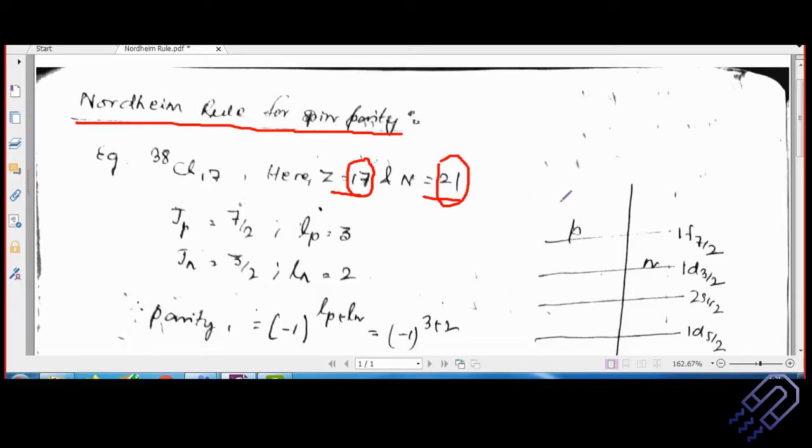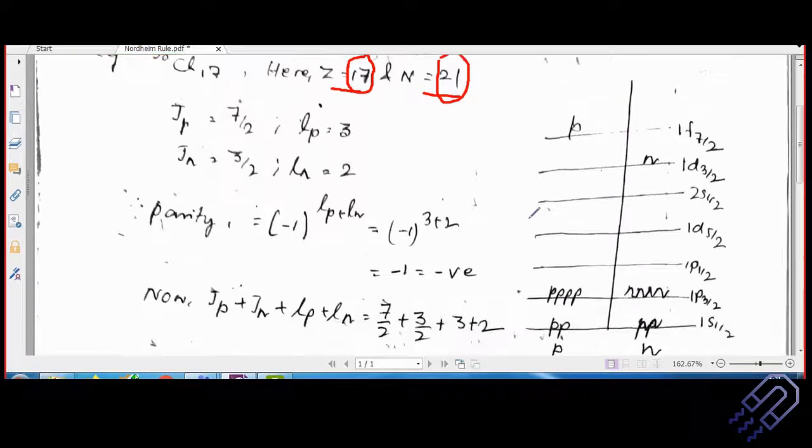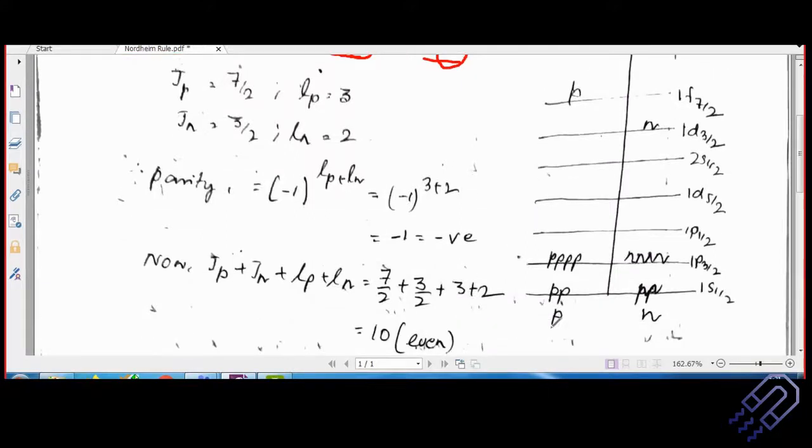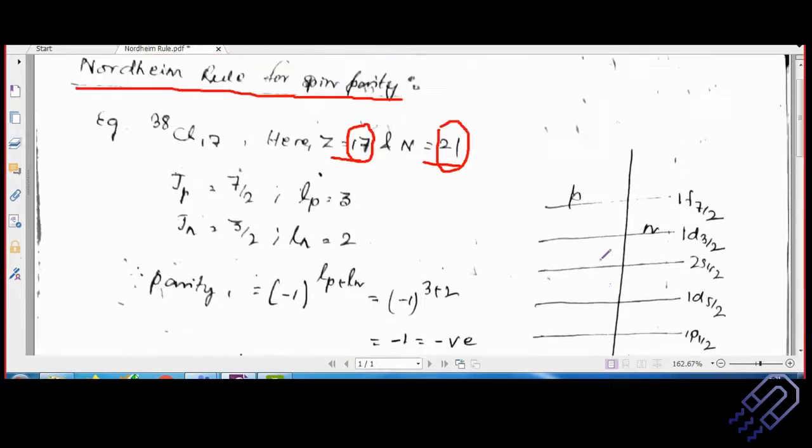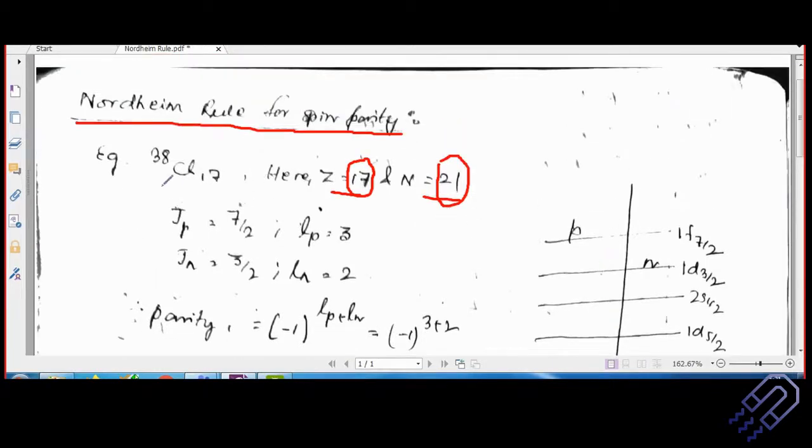So just look into it. This is basically the Nordheim rule. Let's look into it very peacefully. We have protons on one side and neutrons on the other, and let's take the example of chlorine. For chlorine we have 38 as the value of A. That means the Z value is 17 and the N value is 21.